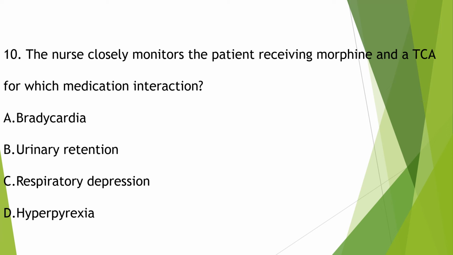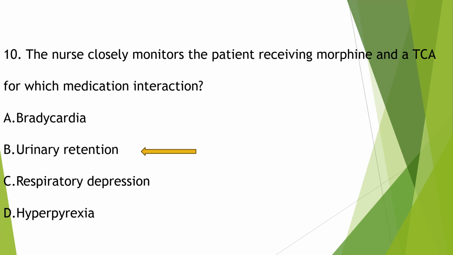So what happens when these tricyclic antidepressants and morphine are given together is that morphine-induced constipation and urinary retention can be exacerbated. So constipation and urinary retention, that is because of morphine, and when we are giving these tricyclic antidepressants, it is exacerbated. So here the nurse has to monitor for urinary retention.